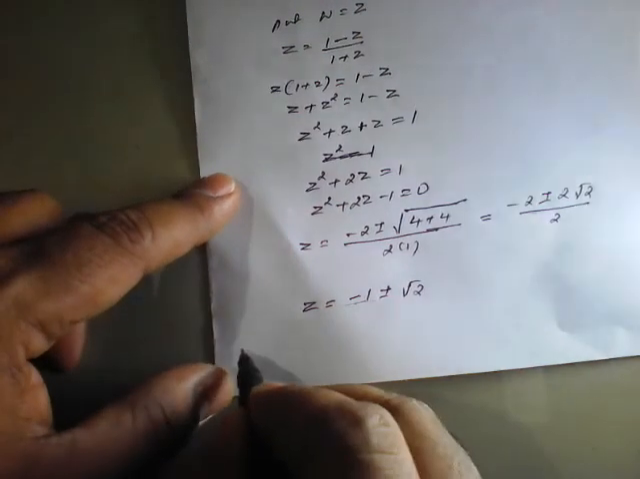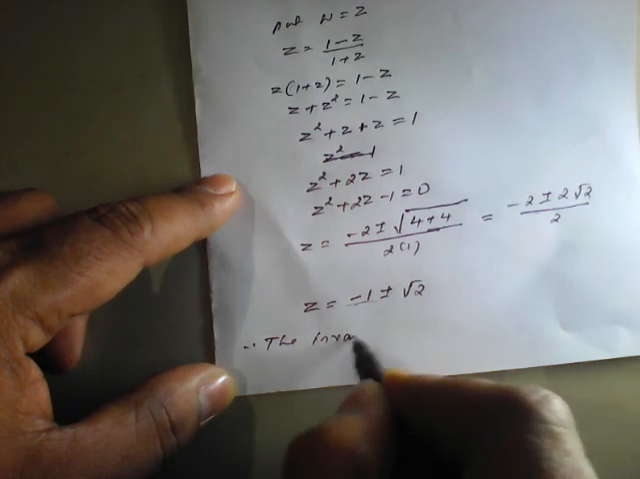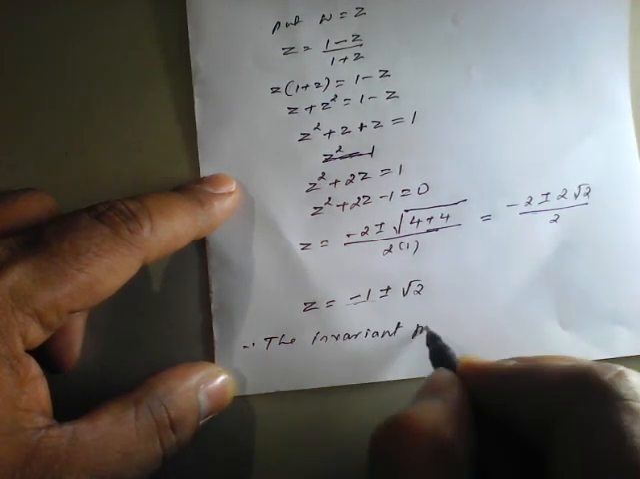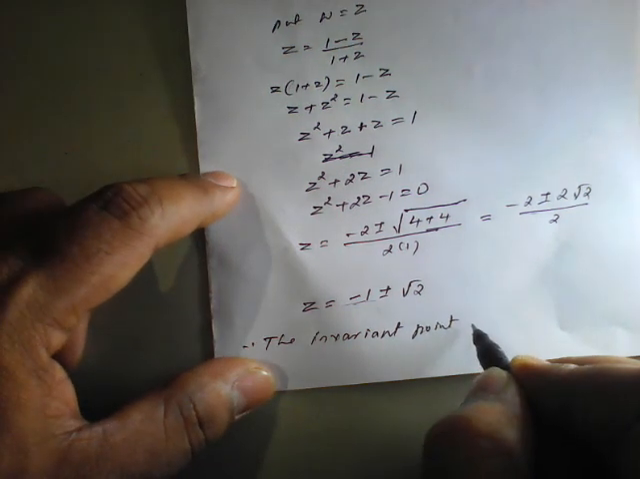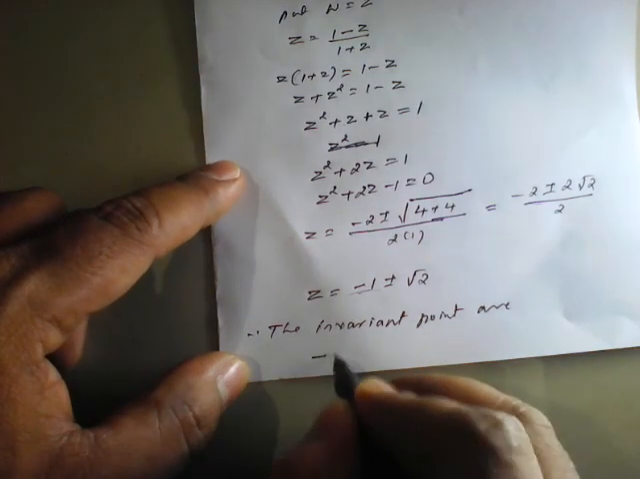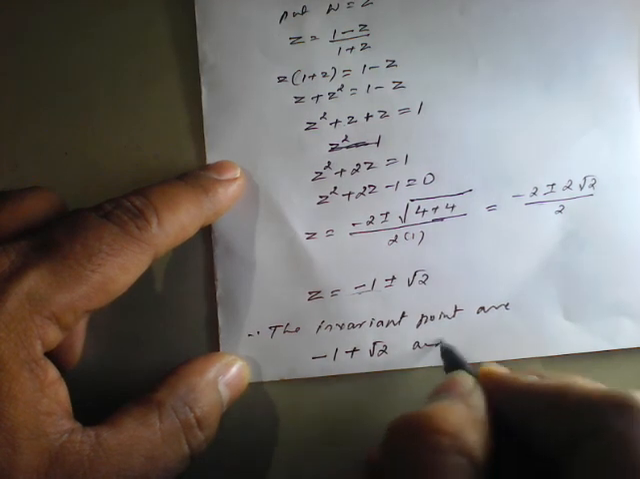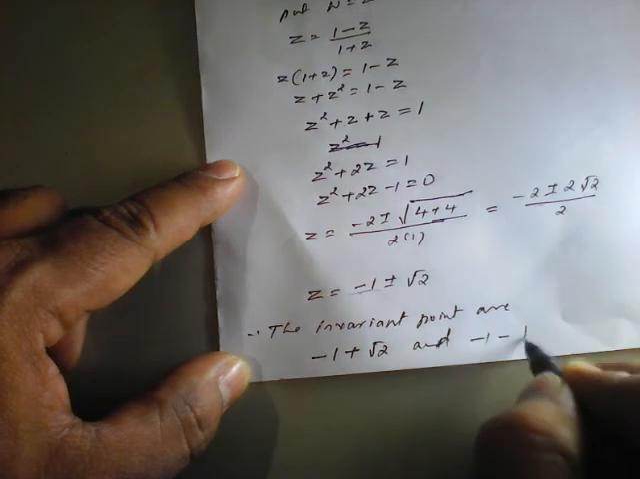So therefore the invariant points, also called fixed points, are -1 plus root 2, and another is -1 minus root 2.